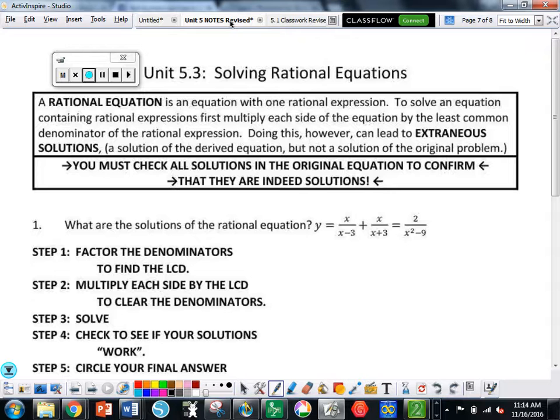A rational equation is an equation with rational expressions. Basically it has to have an equal sign. Everything that we've done so far has not had an equal sign. This one does. So when it has an equal sign, you're going to get a solution, a final answer. Circle it, feel good about yourself, move on to the next one, circle it.